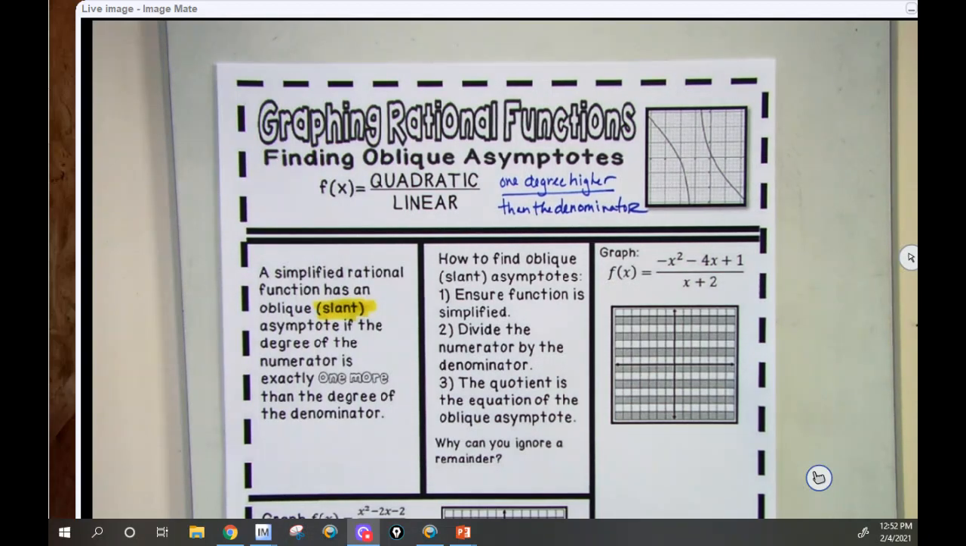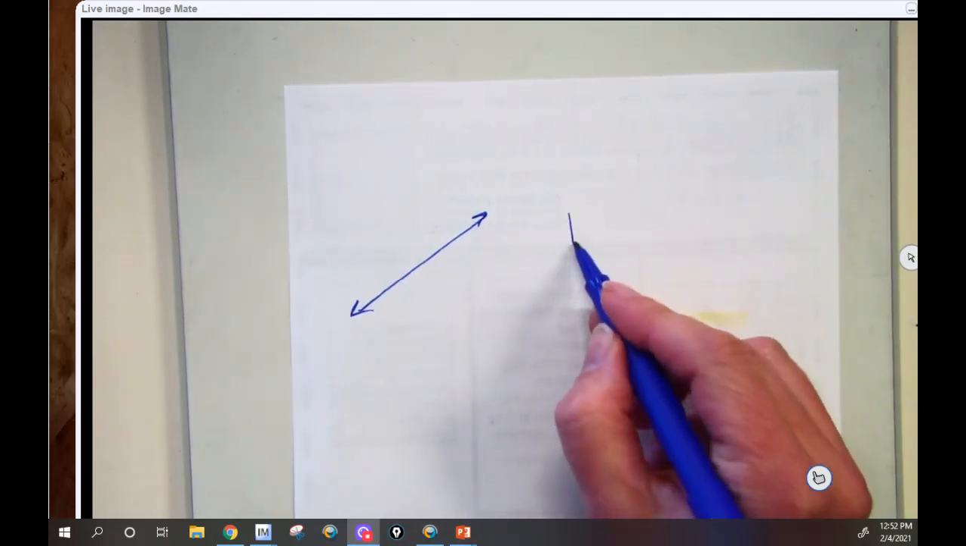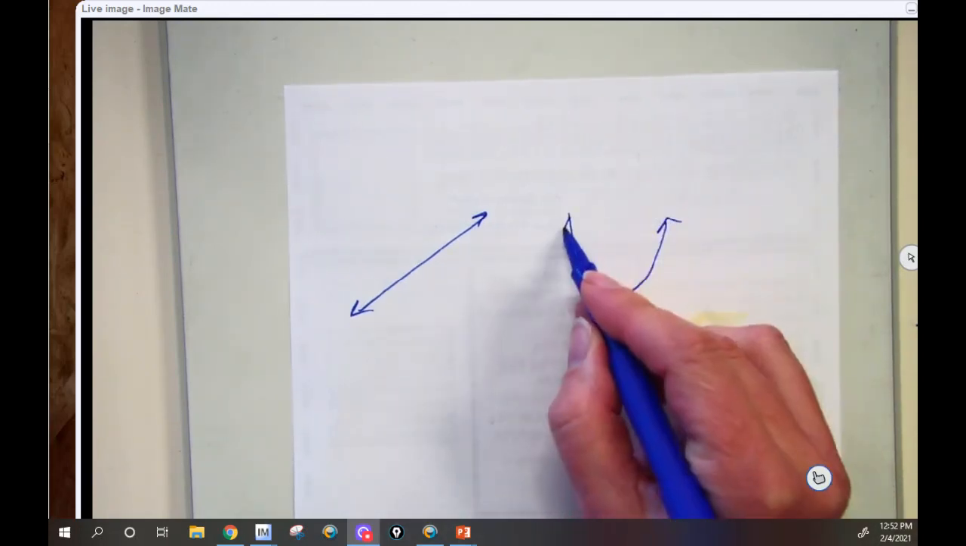So if 1 degree higher gives you this, what do you think 2 degrees higher would give you? What kind of asymptote would you have? Yep. We've got an x squared. What is an x squared function, John? Yeah, so we could have an asymptote that looks like this. We're not going to go there this year, but we might next year in Math 1050. So it's just a little foreshadowing.